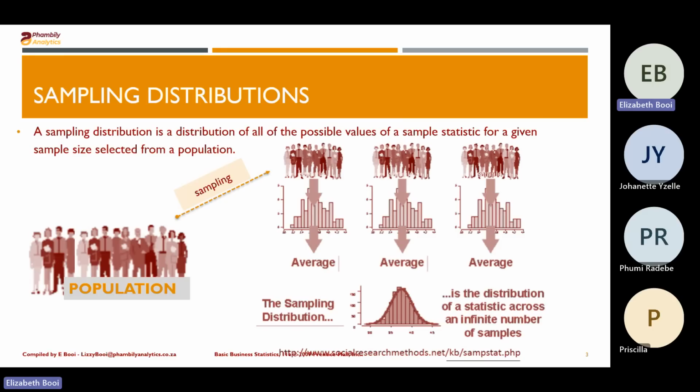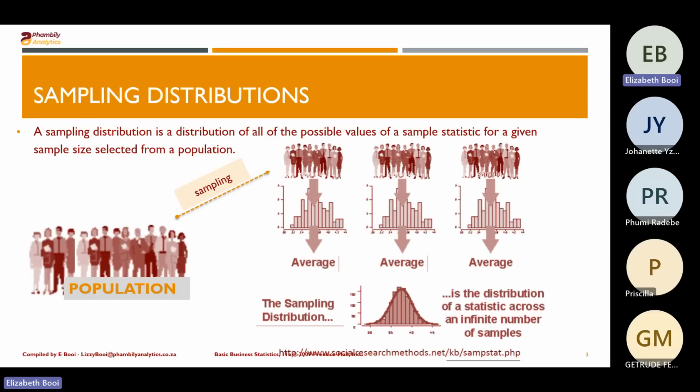What is sampling distribution? A sampling distribution is a distribution of all possible values of a sample statistic for a given sample size selected from a population. What we mean is, we have been talking about the population. So when you have one population, and from that population you take a sample, which is a subset of that population, you do that not only once, you do it multiple times. You go back to that population and you select another sample and another sample and another sample. That is what sampling distribution is all about.